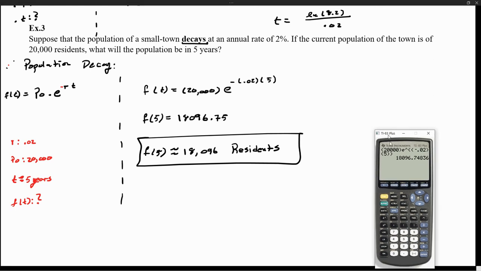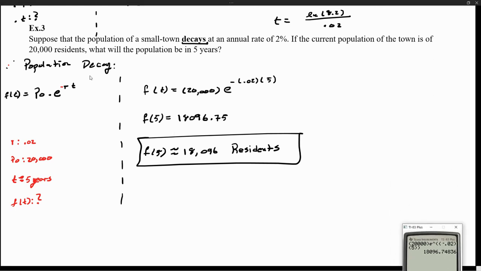Now let's see if our calculation makes sense. Well, we started with 20,000 and my calculation is saying that my result should be of a lower value since we are looking at a decay. And yeah, 18,000 is definitely lower than 20,000. So that's one way for you to see if your result makes sense.